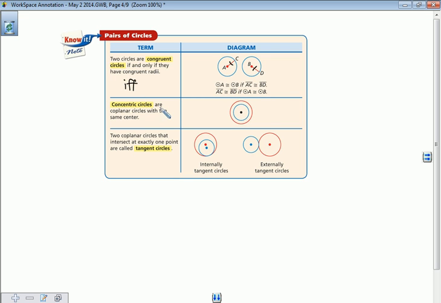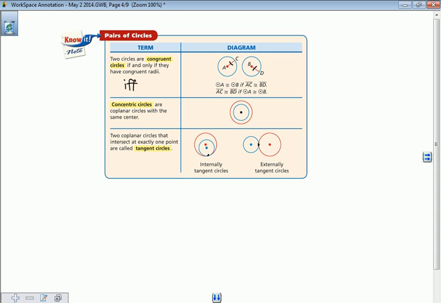All right, concentric circles. Concentric circles are coplanar, which means they lie in the same plane, and they have the same center. So circles that share the same center, and they end up looking like bullseyes. Two coplanar circles that intersect at exactly one point are called tangent circles. So here we have two circles that are tangent because they intersect right here in this one point. Now this is considered internally tangent, and this is considered externally tangent, and they share just one point.